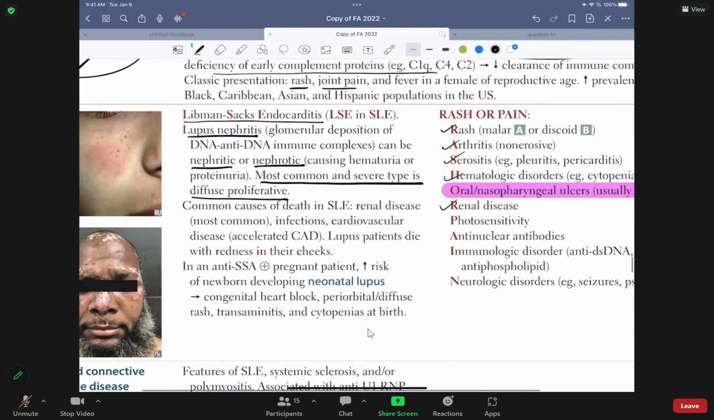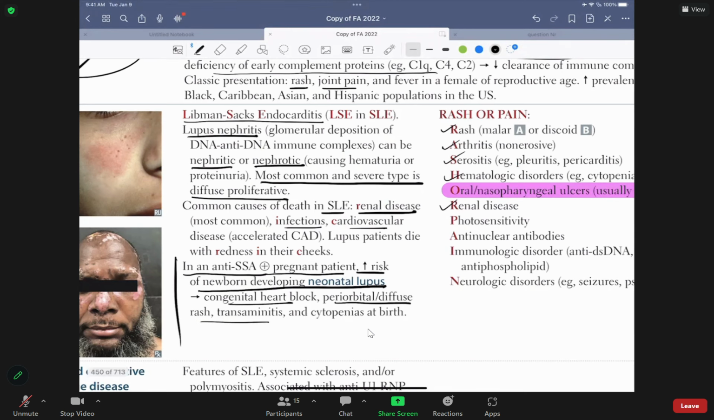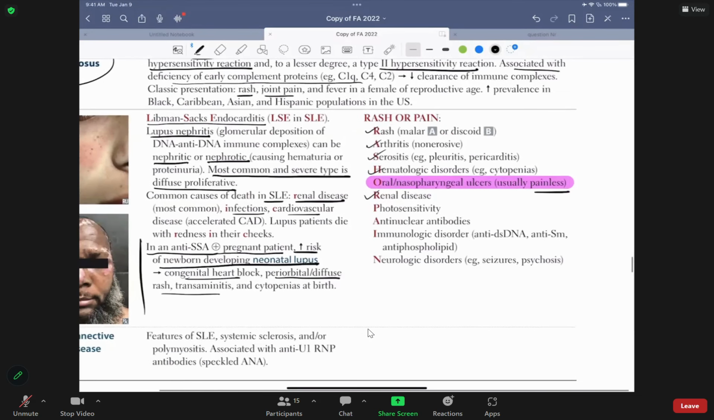Common cause of death in SLE, renal disease, folks. And then people can get infection, cardiovascular, any organ can be involved, but the most common is renal. Now, antibody. Look at this. Anti-SSA positive in a pregnant patient increases the risk of the newborn developing neonatal lupus, folks. They could have some cardiac block, perioral diffuse rash, and all these things. Okay. Now that's that. So these are symptoms.